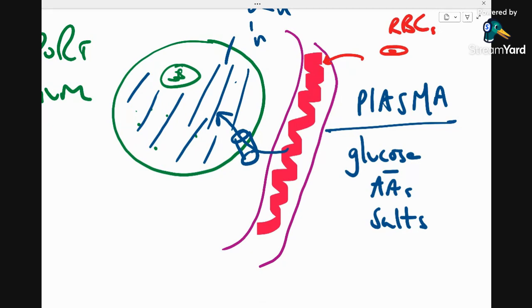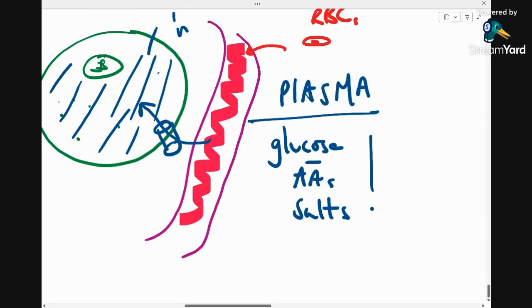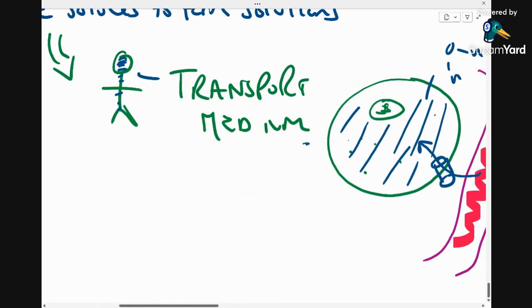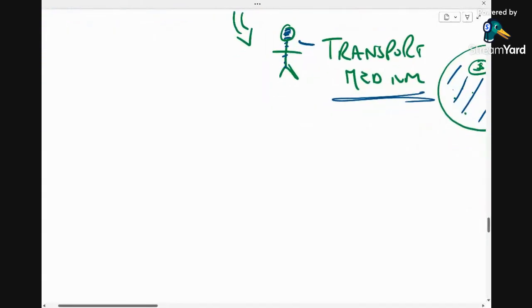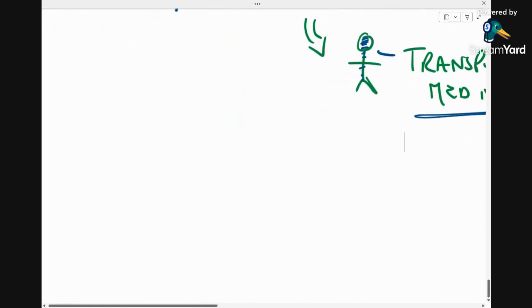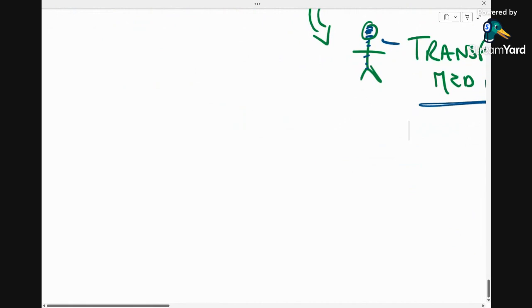If you couldn't dissolve these things in the blood, then this couldn't happen. So it's really important, transport medium, because we can dissolve stuff, essentially, because water is the universal solvent. Why, from a biochemical point of view? Well, let's take a very simple example of dissolving. First rule is that like dissolves like.